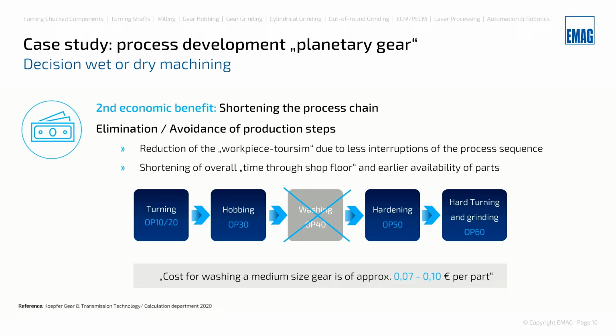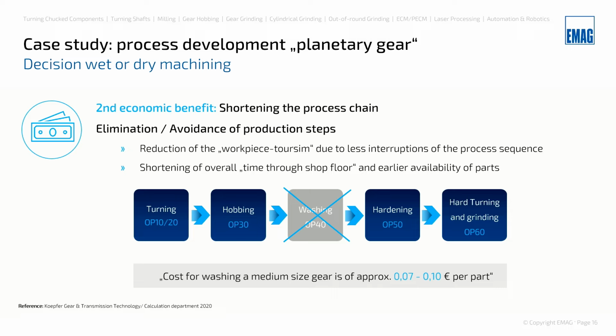Second economic benefit, shortening the process chain. Sounds amazing. What does it mean? With regard to our current process chain, it means simply to avoid washing. If we can avoid washing, of course, it is a cost saving.